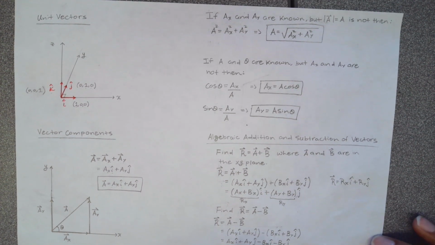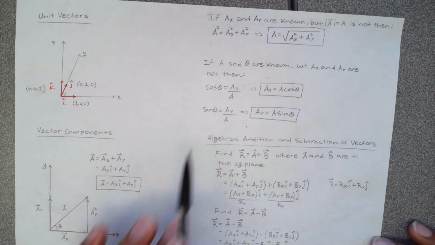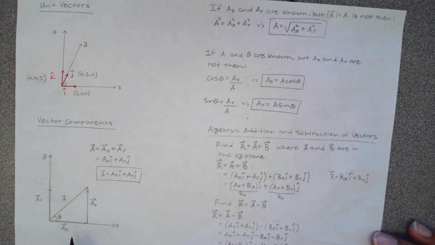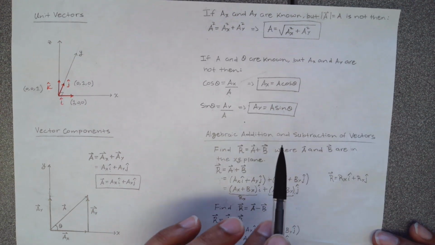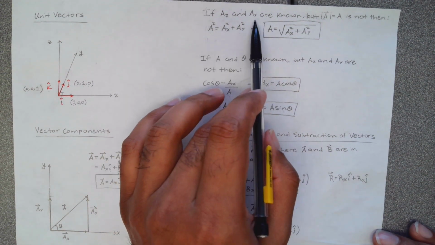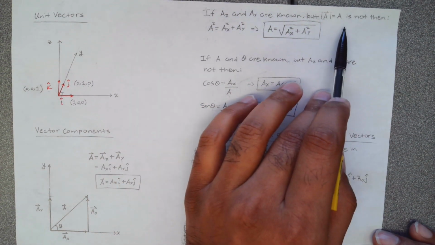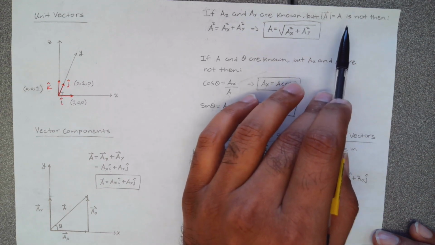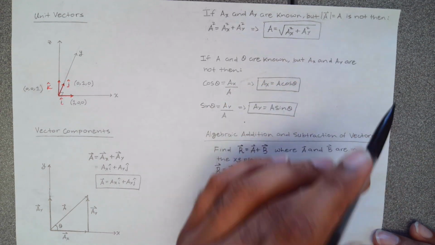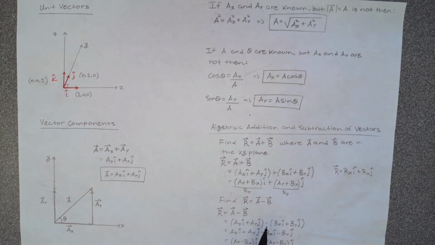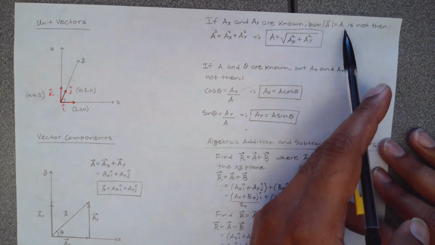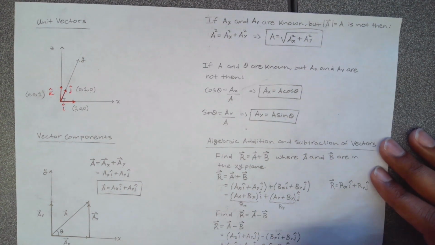Now, let's say that ax and ay are known, but you do not know the length of vector A. So how can you find the length of vector A, provided that you know the components of A? You know the components, but you do not know the length of the vector A. So how can you find that?